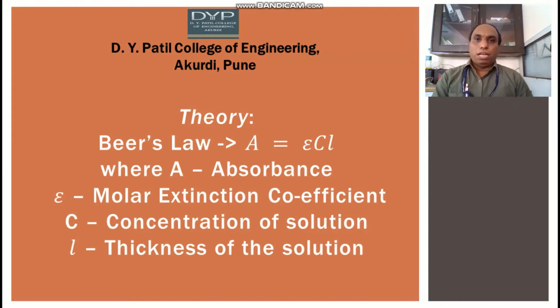So according to the equation A equal to epsilon C L, you can say absorbance is directly proportional to the concentration if the thickness of the solution is constant. So by keeping the thickness of the solution constant, we are going to find out the absorbance of different concentrations of the solution, and then we can verify Beer's law.